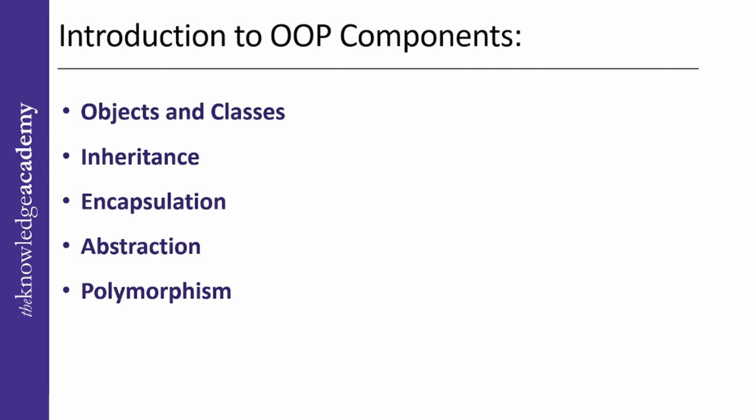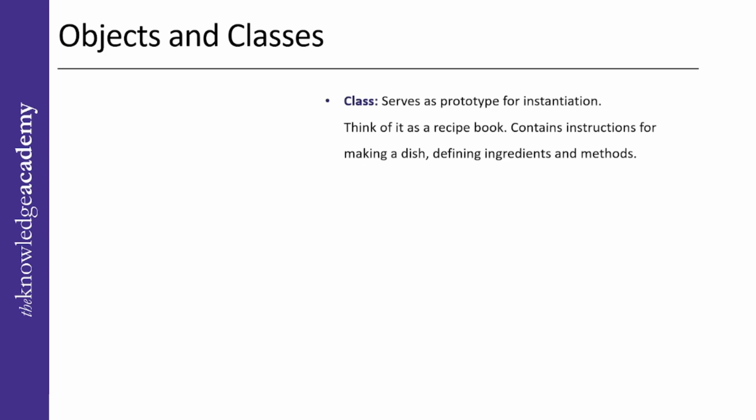Alright, now that we've covered the basics, let's dive straight into the heart of object-oriented programming. First up, we have objects and classes. A class is like a blueprint for creating objects. It serves as a template or prototype from which individual objects are instantiated.